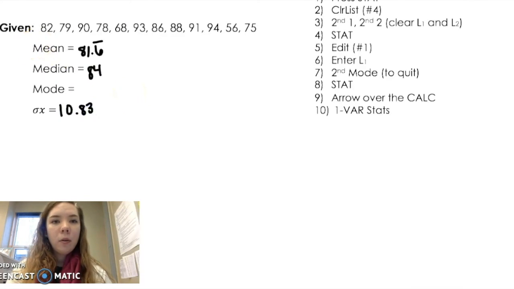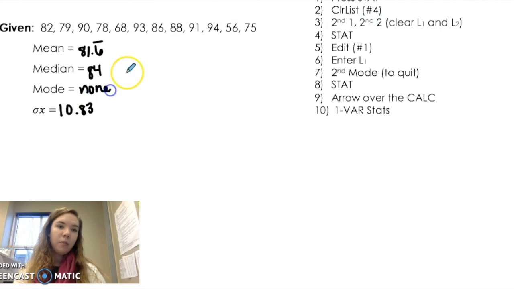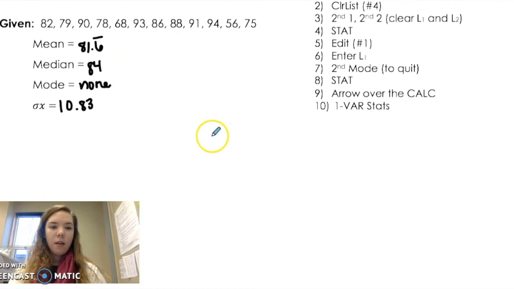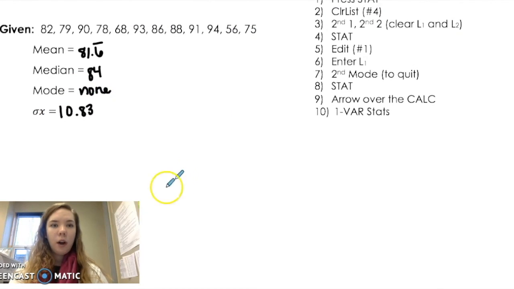And then our mode is whatever happened the most. So at first glance, I don't see any happening over and over again. Yeah, it looks like there isn't one. None of our numbers are used more than once. All right, so that's mean, median, and mode on your graphing calculator.